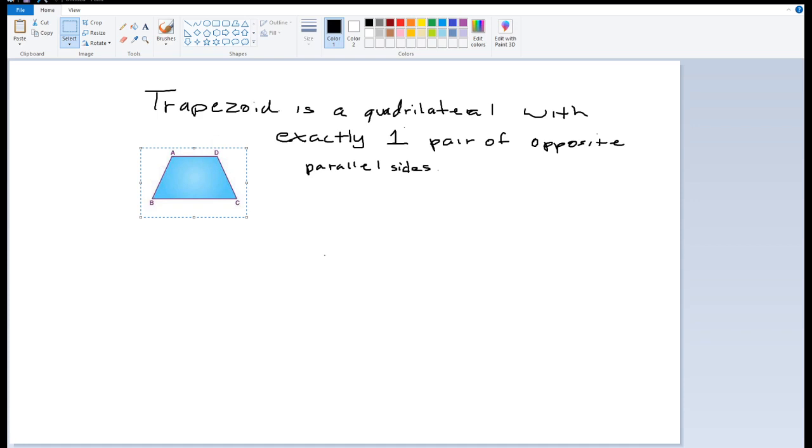Alright students, in this video we are going to look at trapezoids and kites. So a trapezoid is a quadrilateral that has one pair of opposite sides that are parallel.